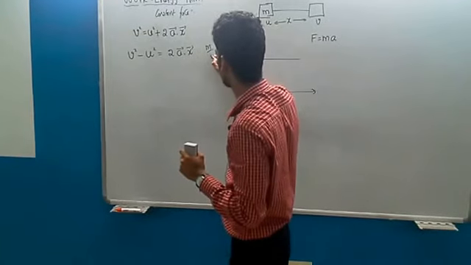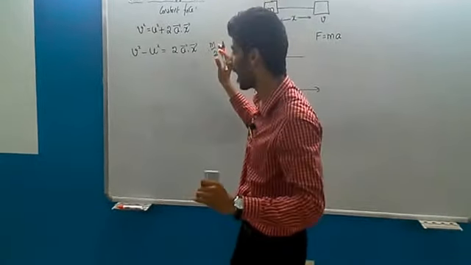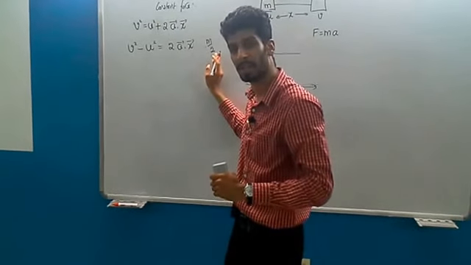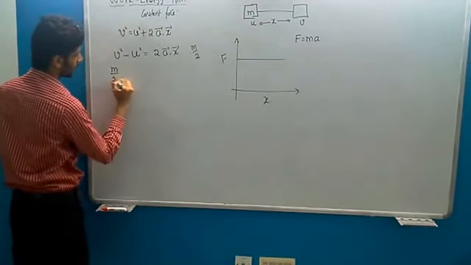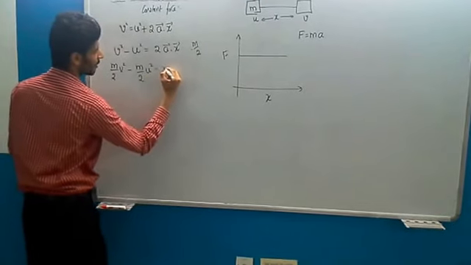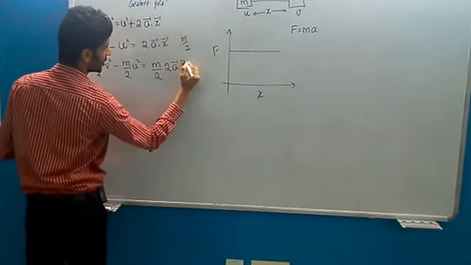I'm going to multiply by m by 2 on both sides. It doesn't affect me, it doesn't harm me at all, because I'm not showing any partiality. I'm going to multiply by m by 2 on both sides. So m by 2 v square minus m by 2 u square is equal to m by 2 times 2 times a dot x.